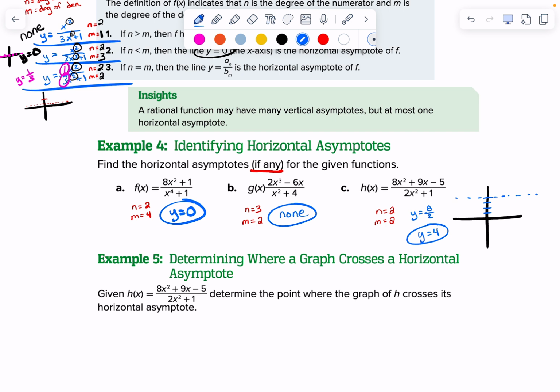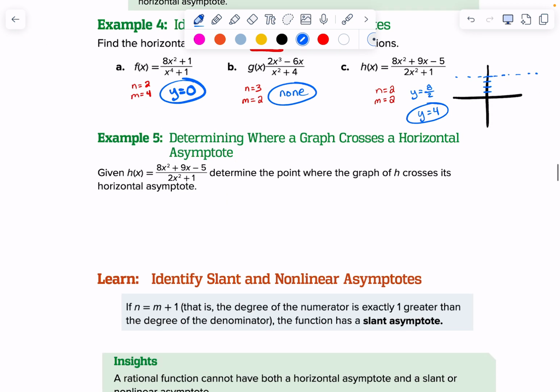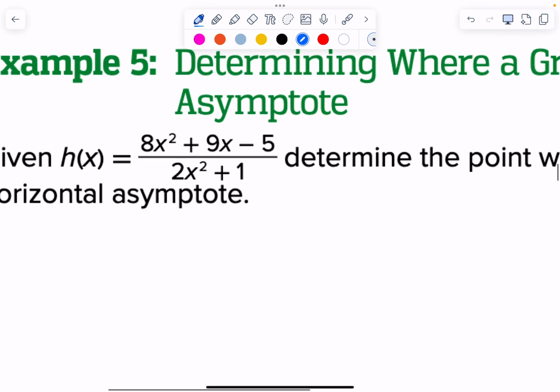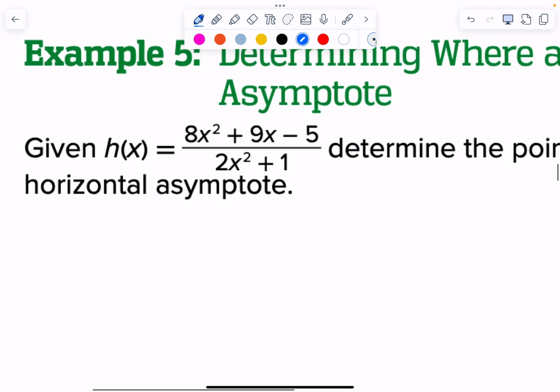Okay. All right. Now, example 5. This is where the weird thing comes into play just a little bit, okay? All right. Are you with me? This is where the weird thing comes into play.